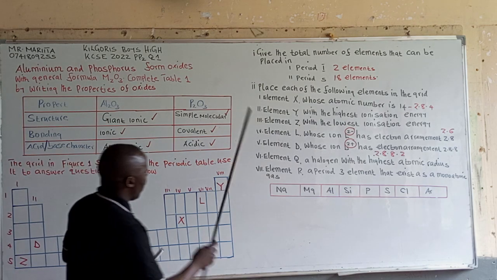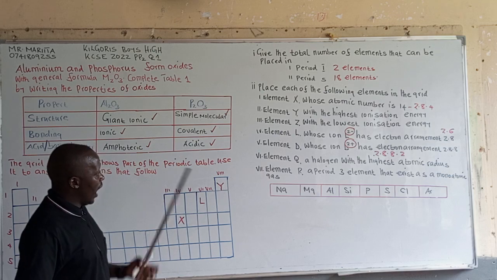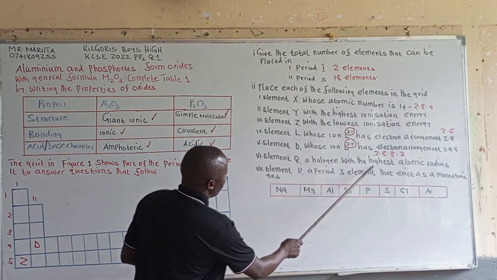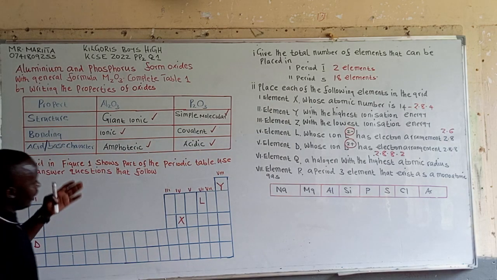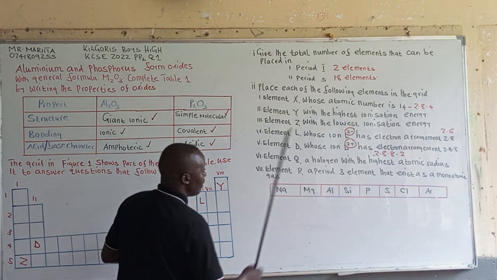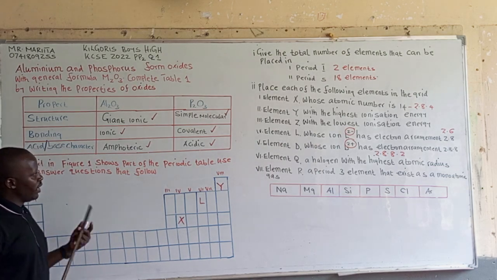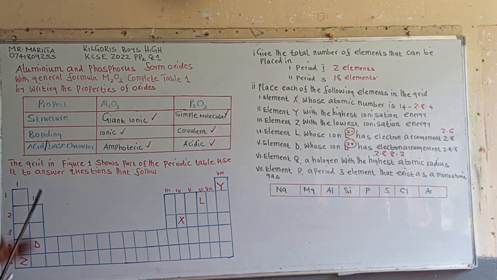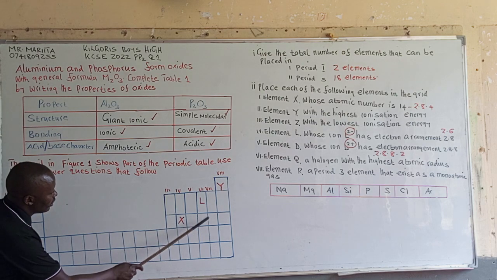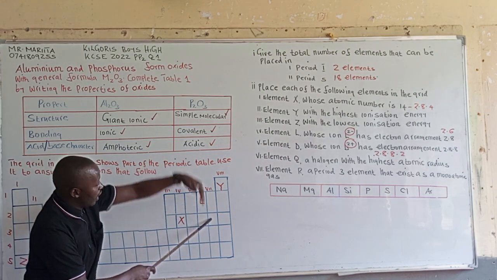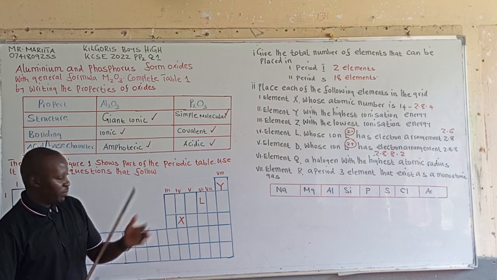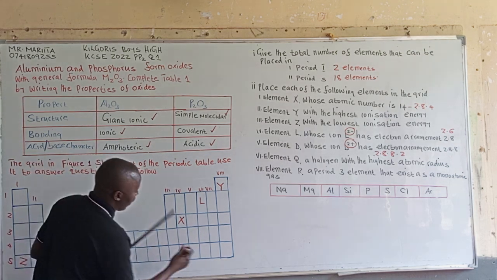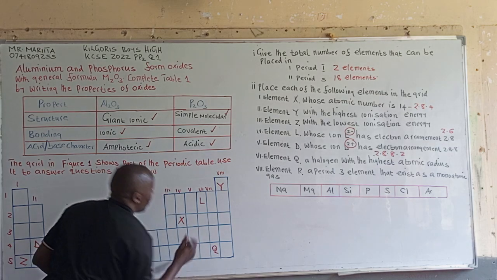Then we have element Q, a halogen with the highest atomic radius. For a halogen, you go to group 7, since halogens are the group 7 elements. So you count up to group 7: 1, 2, 3, 4, 5, 6, 7. This is where we can find the halogen. As we know that the atomic radius increases down the group, that element must be placed at the bottom of group 7.